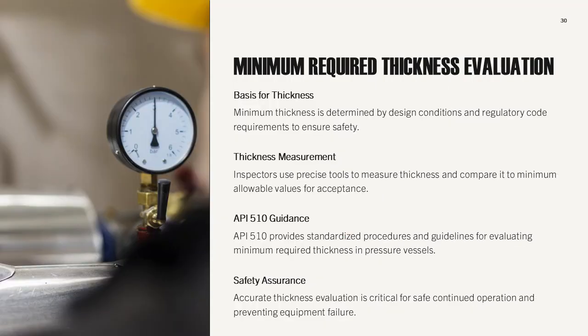Minimum required thickness is established based on design conditions and code requirements. Inspectors must compare measured thickness to minimum allowable values to determine acceptability. API 510 provides guidance on these evaluations. Accurate minimum thickness assessment is essential for ensuring safe continued operation.